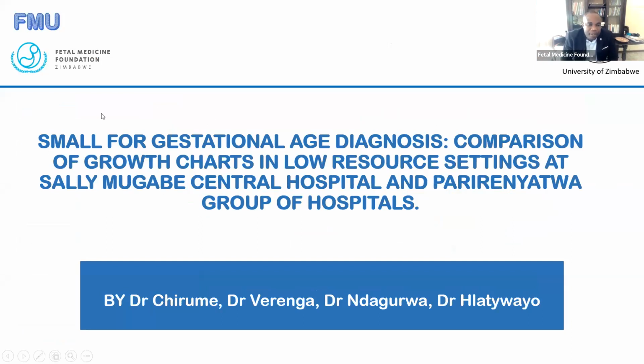I'm going to present a paper which we have published. As we have heard from the prior presenters, the smaller you are, the more likely you are to have the immediate risks as well as the long-term risks. But now the next question will be, so how do we diagnose these small babies, right?